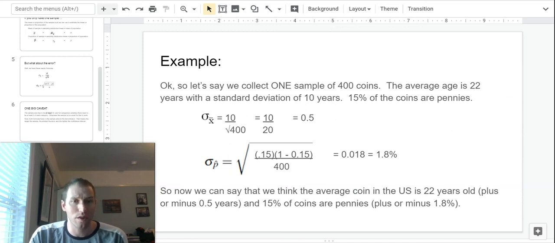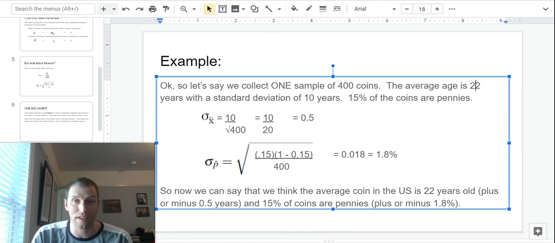If 15% of the coins are pennies, I throw that into my formula, 0.15 times 1 minus 0.15, divided by 400, square root, I get 1.8%. So I can now say that I think a pretty good guess for the average age of a coin in the US is 22, which again is the average of my sample, plus or minus 0.5, plus or minus about half a year. And I think that about 15% are pennies, which again is what my sample saw, plus or minus 1.8%, which was my standard error.